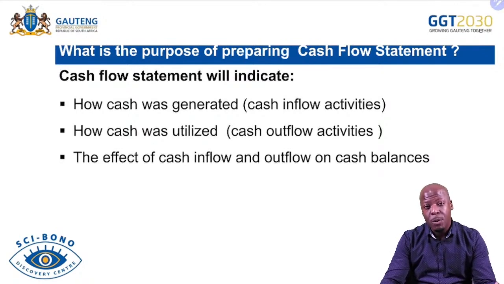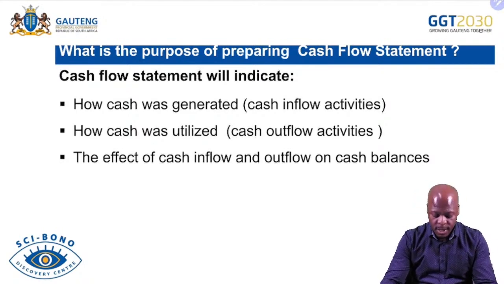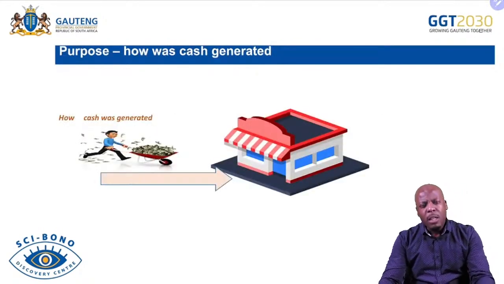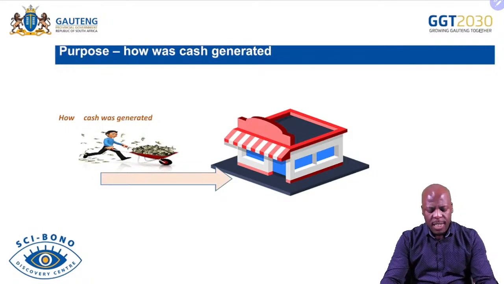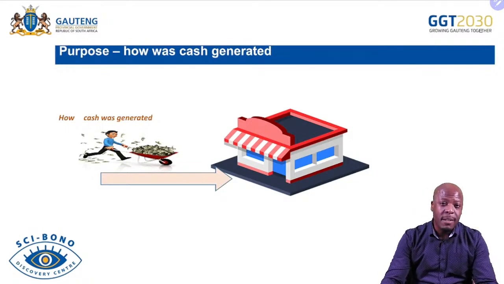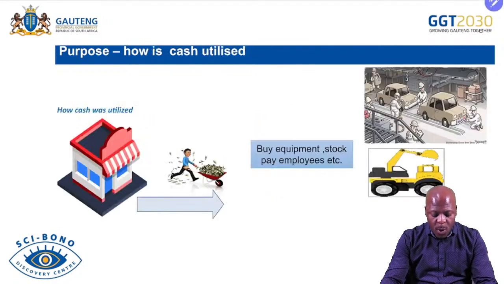So what we're going to be focusing on today is the inflows as well as the outflows, and then how these inflows and the outflows affect our cash balances at the end of the financial year. Now, it is important, grade 12 learners, that you come to an understanding of how cash is generated. Every business needs cash. That is the lifeblood of a business. Every business needs to have cash. Now, that cash needs to be generated. In this lesson, we'll be talking of how cash is generated, as well as how that generated cash is utilized.